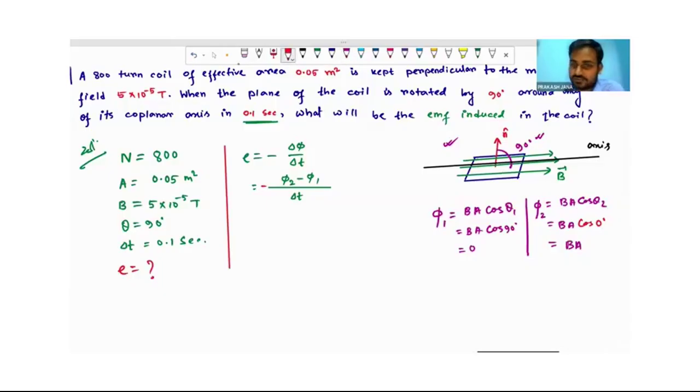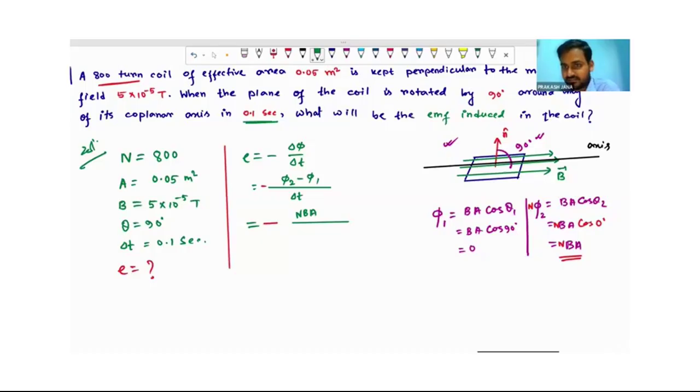Here it is not a single turn coil. There are 800 turns. So it is better to write N times phi 2. So then N will be multiplied, NBA. Okay. Now we will just substitute this value. We have a negative sign here, and phi 2 is nothing but NBA, and phi 1 is 0.